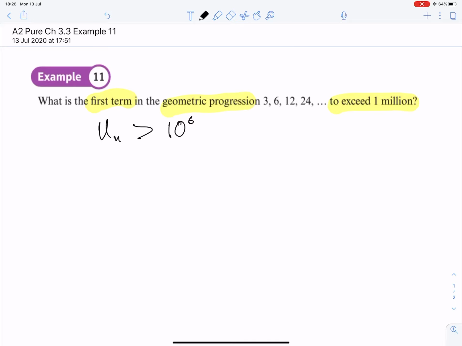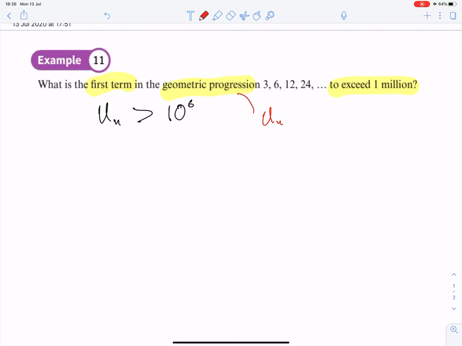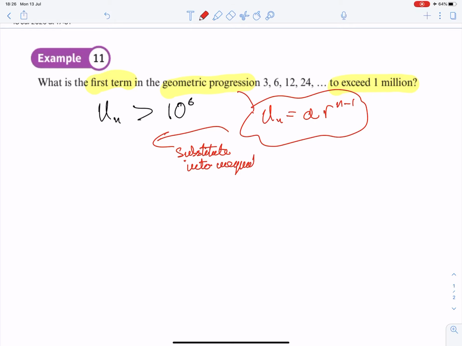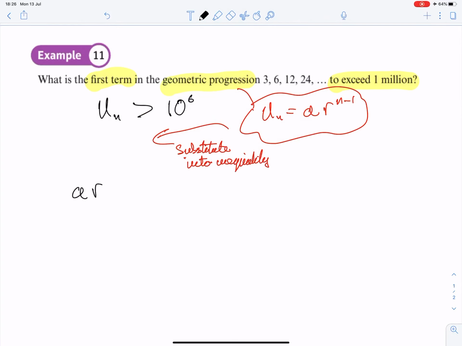Now, what do we know about Un? Well, since it's a GP tells us that Un is equal to ar^(n-1). That's what we've learned. So we substitute into the inequality. So we get ar^(n-1) is greater than 10^6.